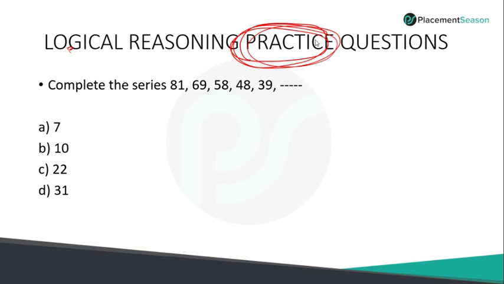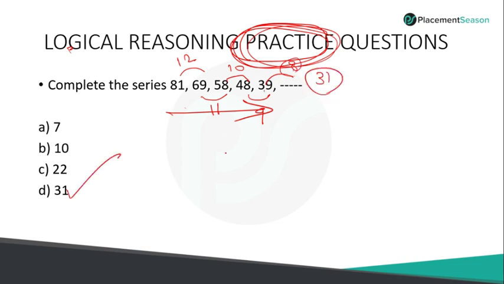So I hope this time you got the answer, it's very simple. Look at the series, it's decreasing, right? So try to fetch the difference. What's the difference between 81 and 69? The difference is 12. And the difference between 69 and 58 is 11. And what is the difference here? 10. What is the difference here? 9. So what should be the next difference? It should be 8. So what is 39 minus 8? Which is 31. Very simple, right?